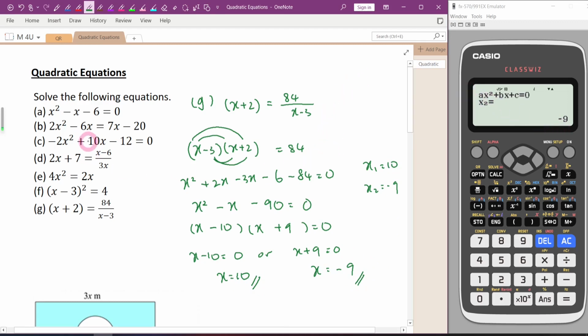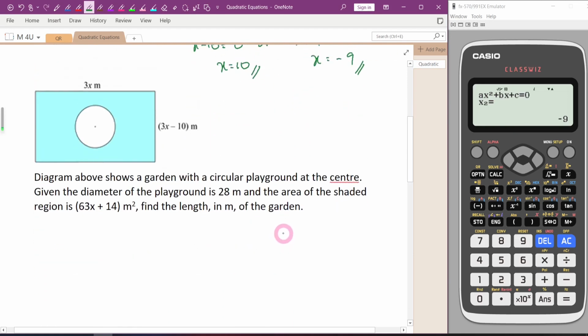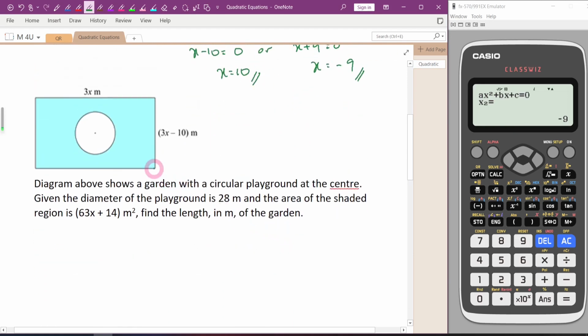Okay, so this type of question is pretty straightforward. What we need to do is just write the quadratic equation in general form and do the factorization, then use the zero product property to help get the answer. So sometimes exams like to come up with this type of question where you need to form the equation yourself.